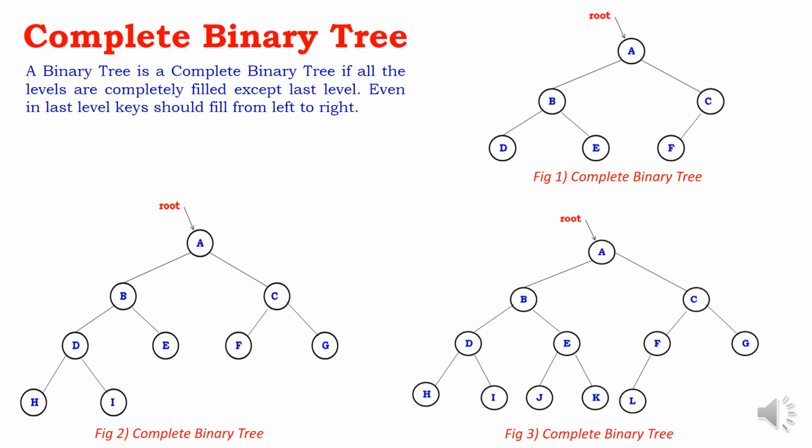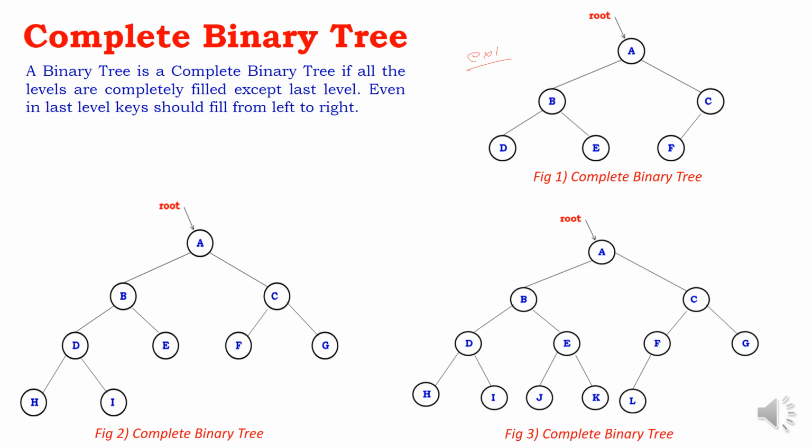Complete binary tree. A binary tree is a complete binary tree if all levels are completely filled except the last level. Even in the last level, keys should be filled from left to right. Let me explain with some examples. Let us take the first example. Example 1. This is a binary tree. It has some levels.